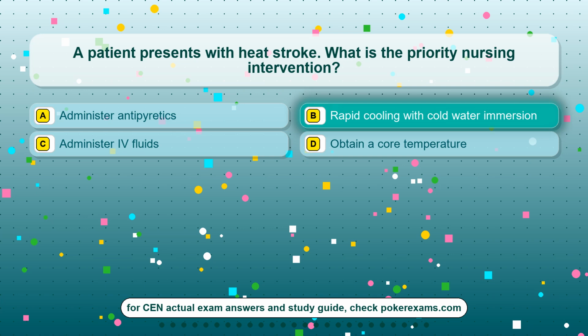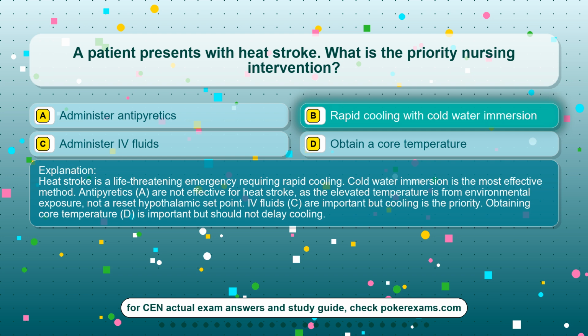The correct answer is option B, rapid cooling with cold water immersion. Heat stroke is a life-threatening emergency requiring rapid cooling. Cold water immersion is the most effective method. Antipyretics, A, are not effective for heat stroke, as the elevated temperature is from environmental exposure, not a reset hypothalamic set point. IV fluids, C, are important but cooling is the priority. Obtaining core temperature, D, is important but should not delay cooling.